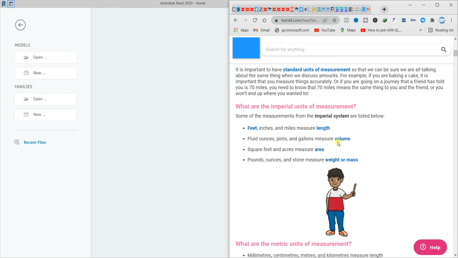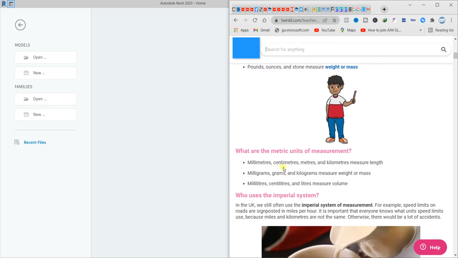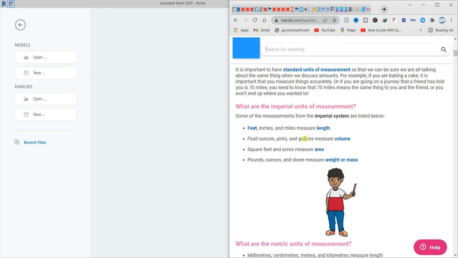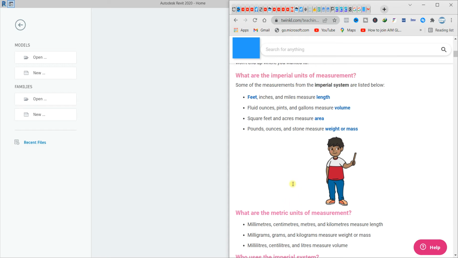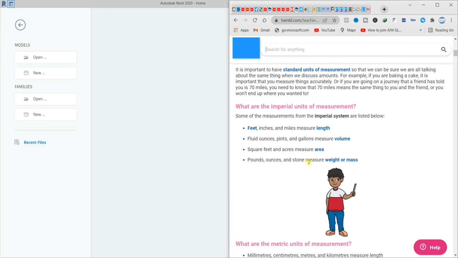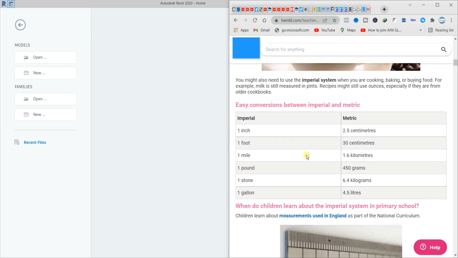The difference with metric units is that millimeters, centimeters, meters, and kilometers measure length. Milligrams, grams, and kilograms measure weight or mass. Milliliters and liters measure volume. So these are the differences between the metric unit and the imperial unit.